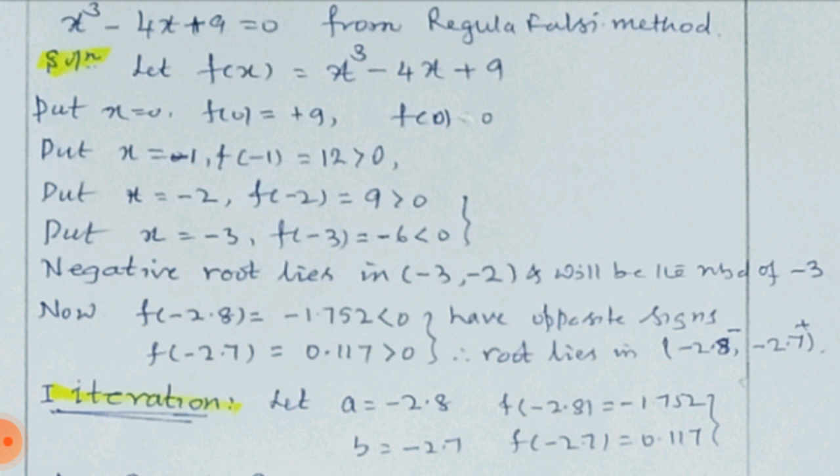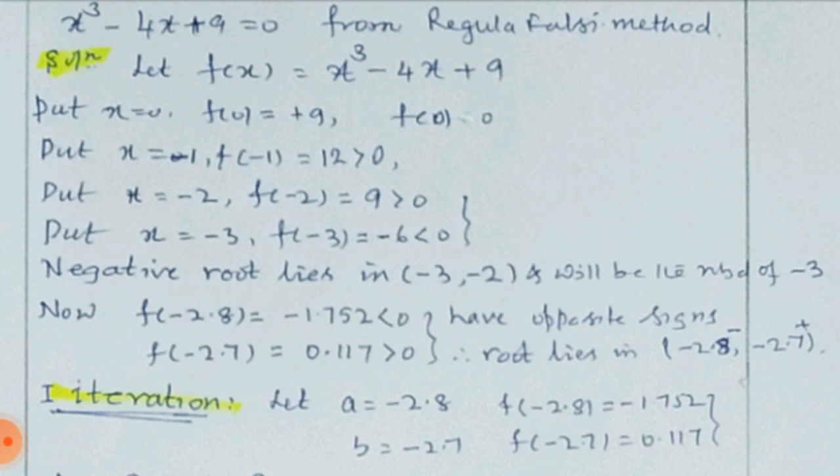And this root is in the neighborhood of minus 3 because minus 6 is nearer to 0 than 9. Therefore, the root is in the neighborhood of minus 3. So once again, you take the difference of this interval, b minus a, is equal to 0.1, to get the answer in 2 or 3 steps.